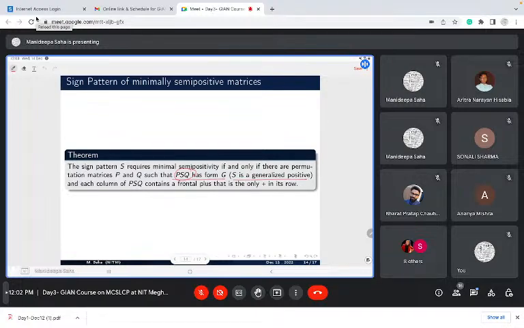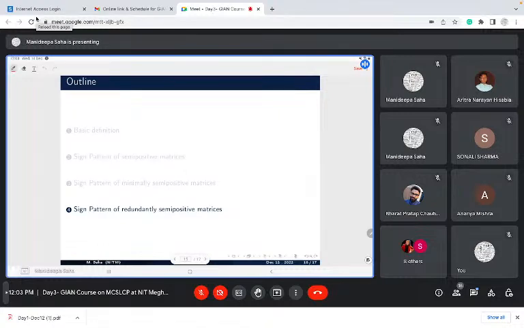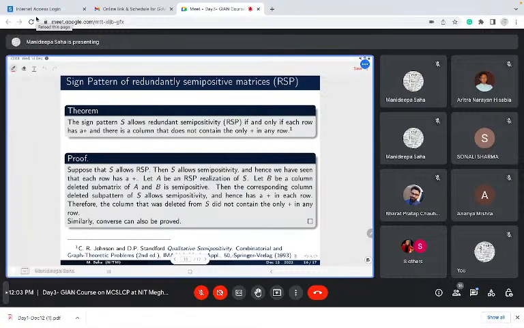So now that's the minimally semi-positive. We are done talking about the characterization of sign patterns that allow as well as require minimal semi-positivity. Then the last one is the redundant semi-positive matrices, because if we are given a semi-positive matrix, it can be either minimally semi-positive or redundant semi-positive. So definitely those properties which hold for the semi-positive matrices, we expect to hold here as well.